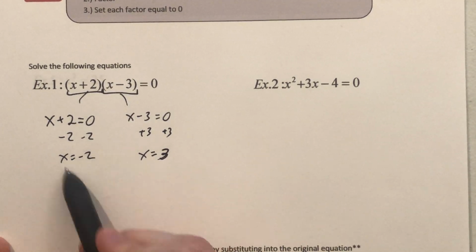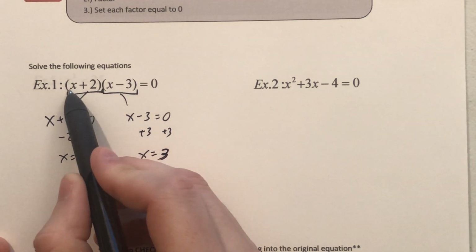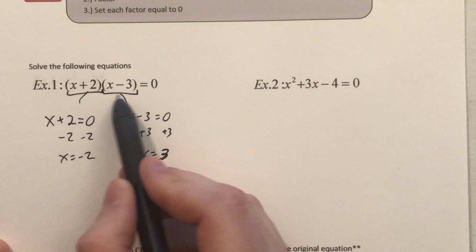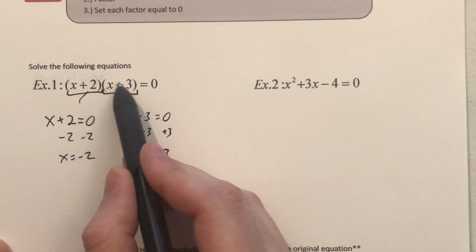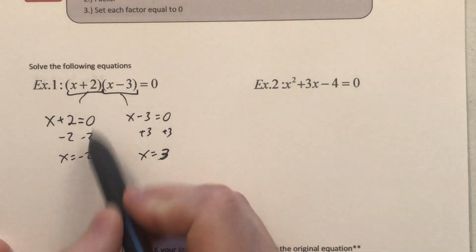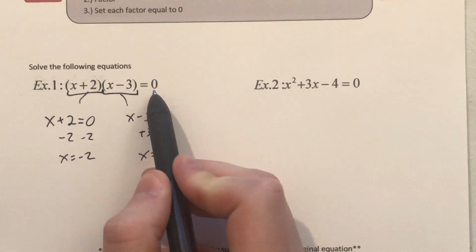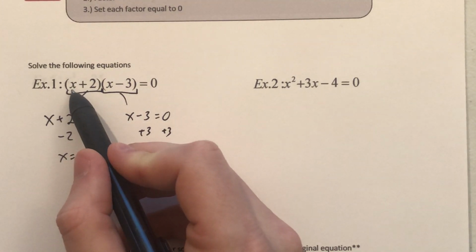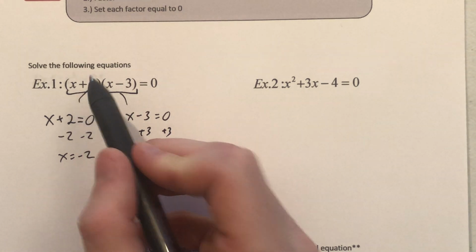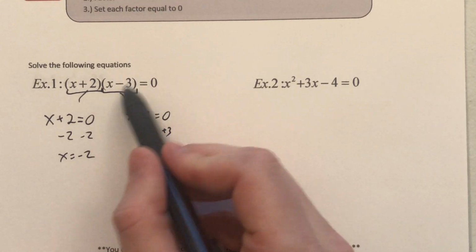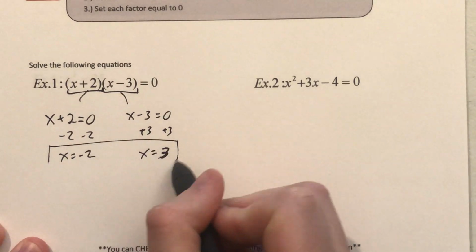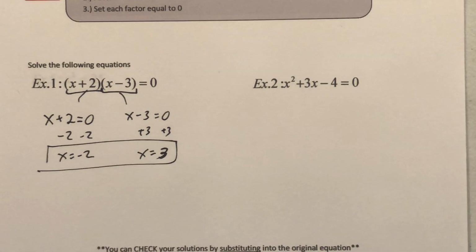Think of checking them, -2. If you plugged in -2 here and here, -2 plus 2 would be a 0, which means I actually don't even care what this is. -2 minus 3 would be a -5, but 0 times -5 would be 0, so that works. And then same with the 3. Plug 3 in here. 3 plus 2 is a 5, but 3 minus 3 is a 0, and 5 times 0 is 0. So they both work. They are both solutions to that equation.